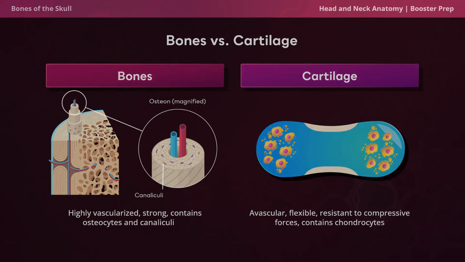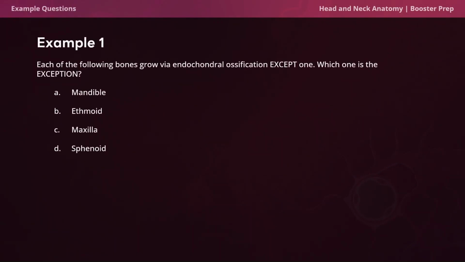Alright, I have talked my own ear off and we are nearing the end. That means it's time for example questions. So each of the following bones grow via endochondrial ossification except one. Which one is the exception? The mandible, the ethmoid bone, the maxilla, or the sphenoid bone? So pause if you want, but I'm going to keep talking because I like talking.